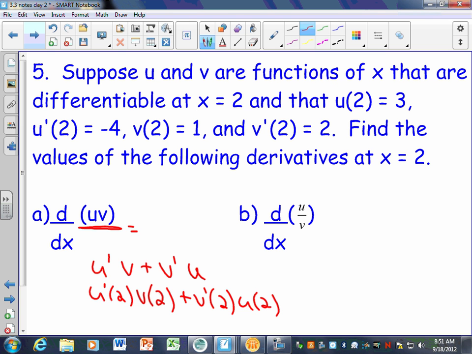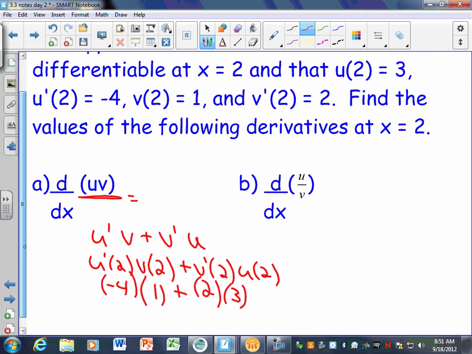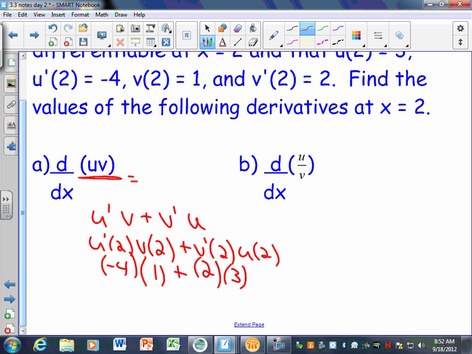So now it's just pulling out the right values. What is the derivative of u at 2? Negative 4. And what is the value of v at 2? 1. Plus the derivative of v at 2 is 2. And the value of u at 2 is 3. So it's not really a lot of hard work. It's just kind of recognizing what to do on that. So I think we get negative 4 plus 6. The answer there would just be 2.